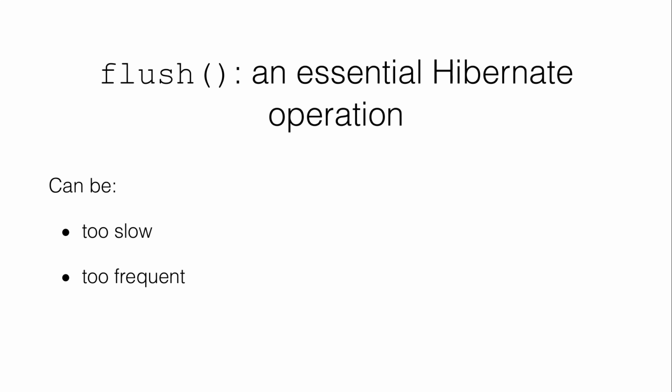So flush is an essential Hibernate operation. And it can be too slow by itself. It can be called too frequently. Of course, if any of those appear, your code can be affected when it comes to performance. And in the particular case of the content lifecycle management, we had both of these problems together.